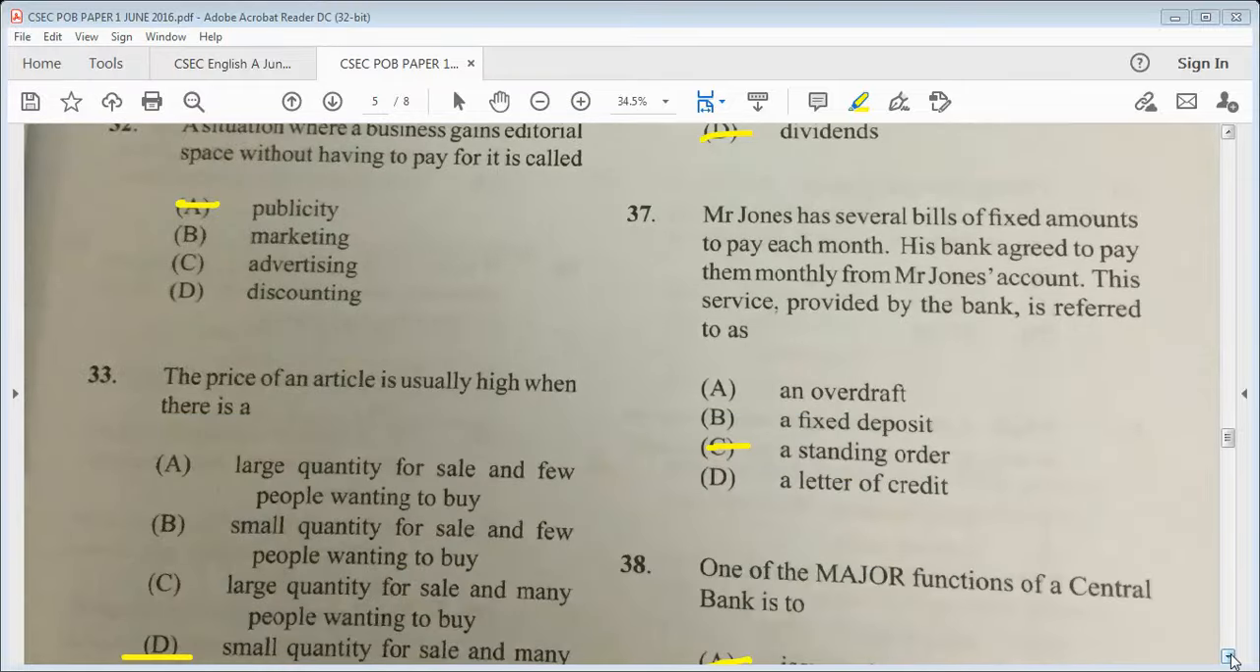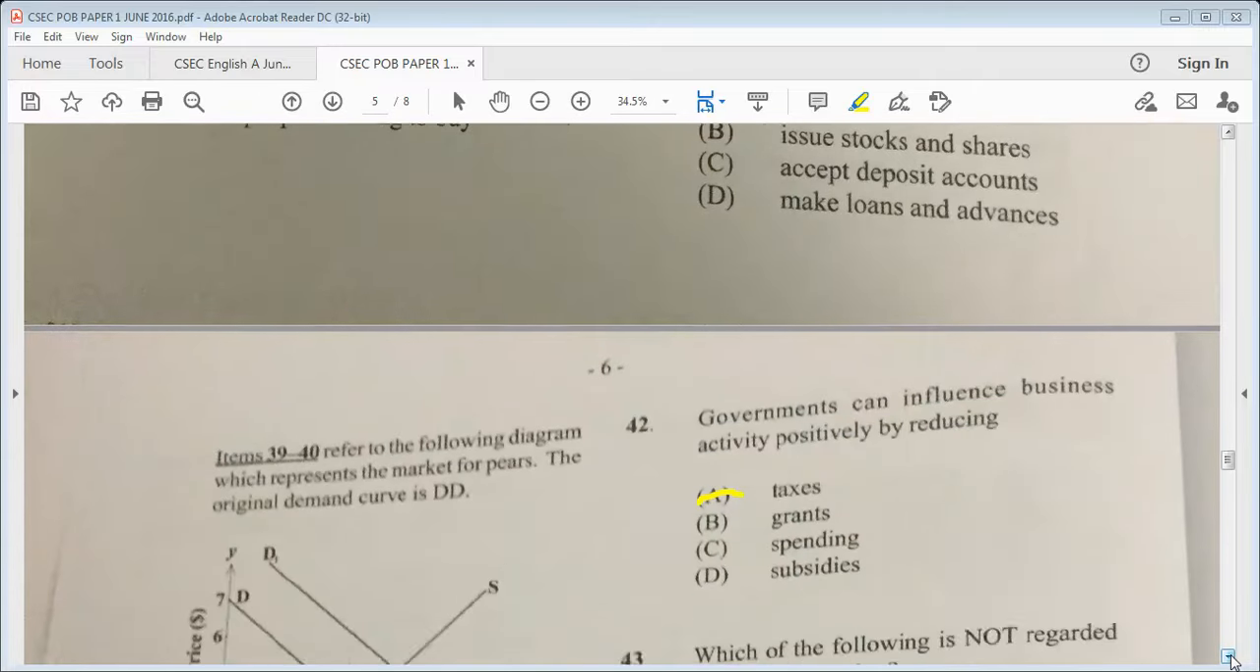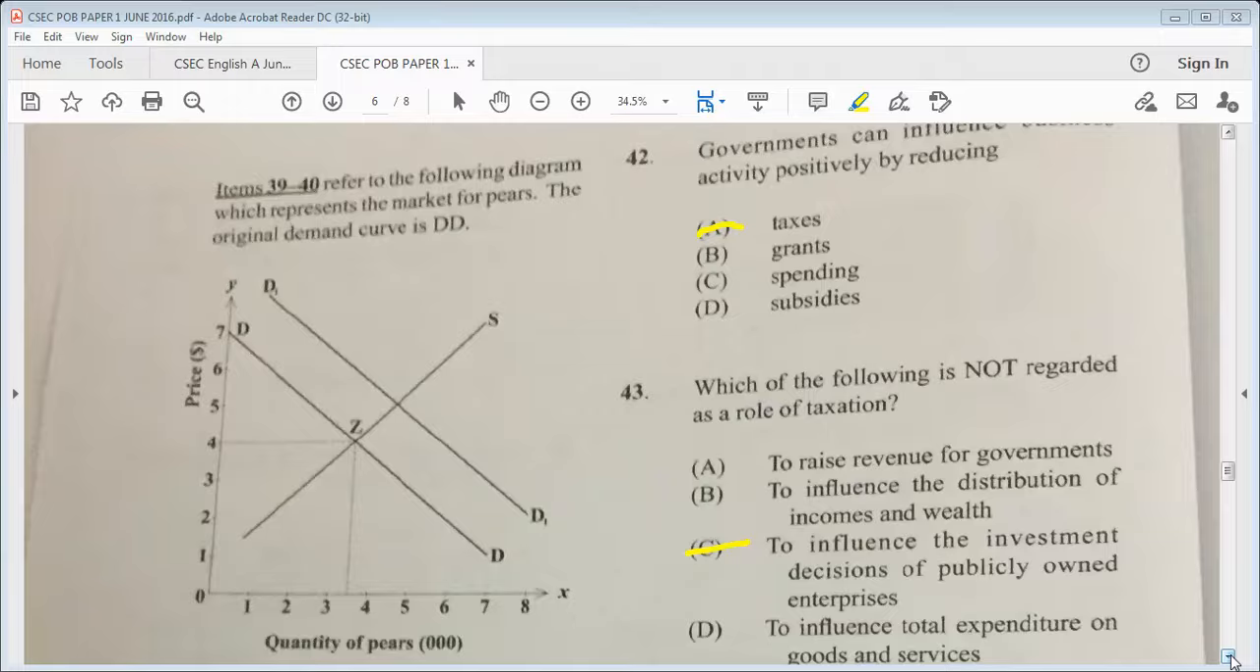Dividends. 37. Mr. Jones has several bills of fixed amounts to pay each month. His bank agreed to pay them monthly from Mr. Jones' account. This service provided by the bank is referred to as C. A standing order. 38. One of the major functions of a central bank is to, answer A. Issue notes and coins.